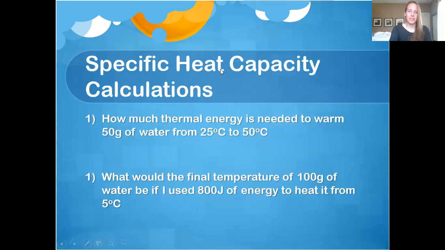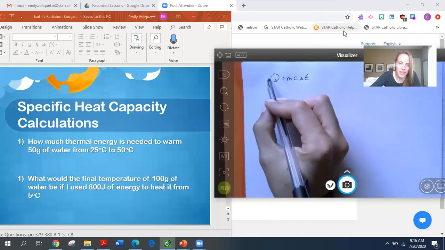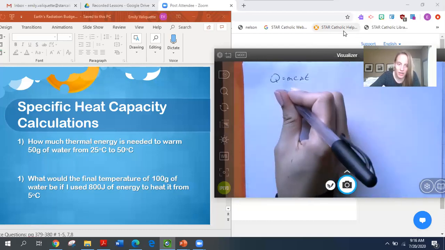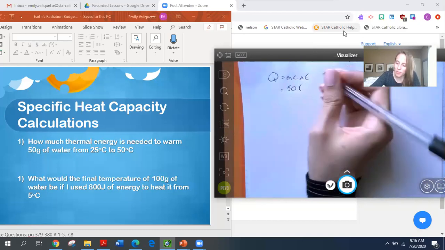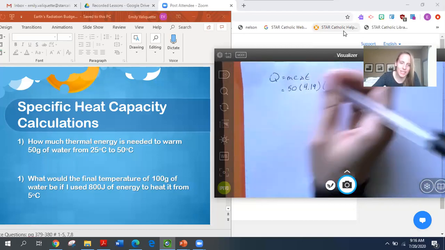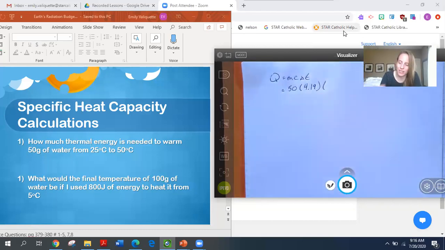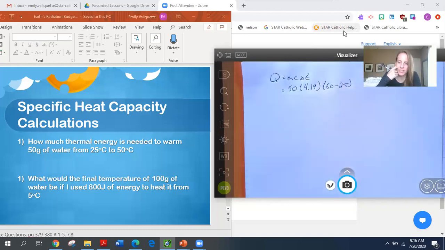So let's do some practice questions here. For the first question, it says: how much thermal energy is needed to warm 50 grams of water from 25 to 50 degrees Celsius? So the thermal energy is our Q, that's what it's asking for. Our mass is 50 grams. C, when we're talking about water, is always 4.19. And then our delta T is the final minus the initial, so 50 minus 25 degrees Celsius.